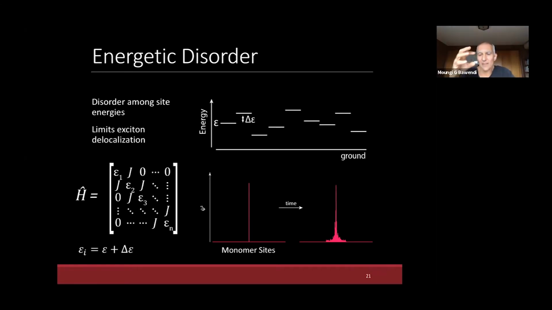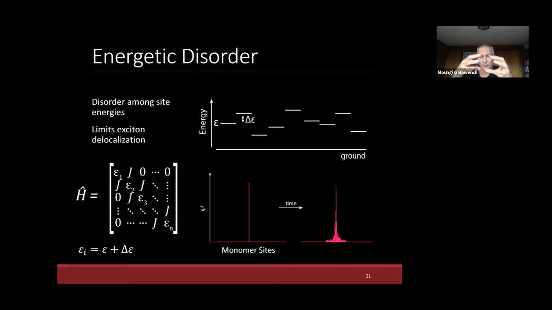And then that excitation, if you have thermal energy, can start to diffuse around. Okay, at low temperature, you're frozen to that amount of delocalization because of the static disorder.